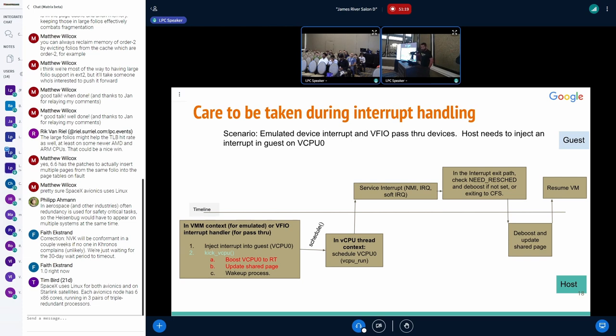So the VMM boosts the vCPU thread and wakes it up, and the vCPU thread enters guest mode and starts running the interrupt. Once we're in the guest, we do the interrupt. We're already boosted at that point, and then in the interrupt exit path, we check the need resched flag, which tells us if there's something else that needs to run. If that flag is not set, or we're exiting to CFS, then we synchronously do an unboost, and then we return. Once we deboost, we go back to the VM.